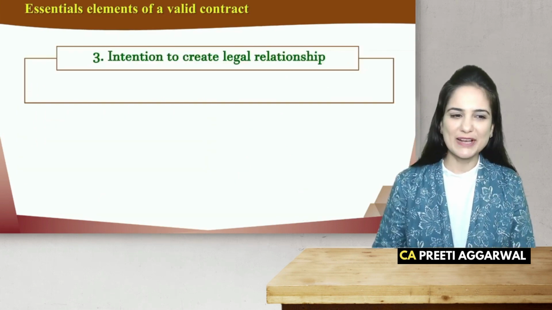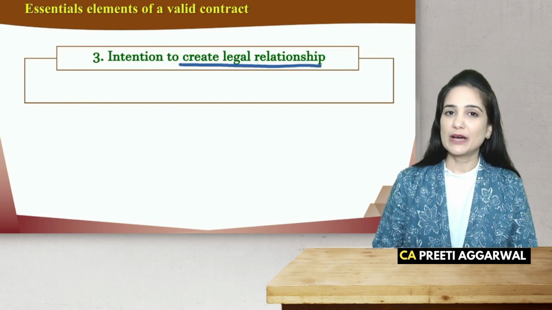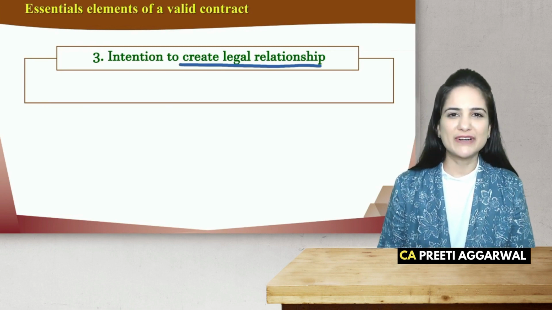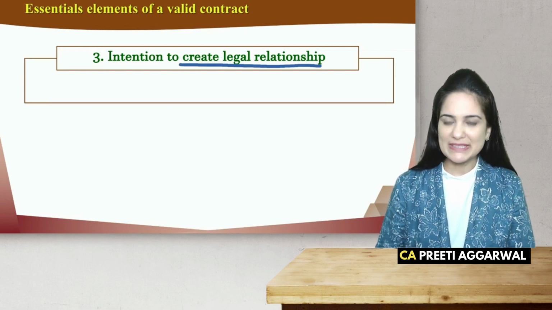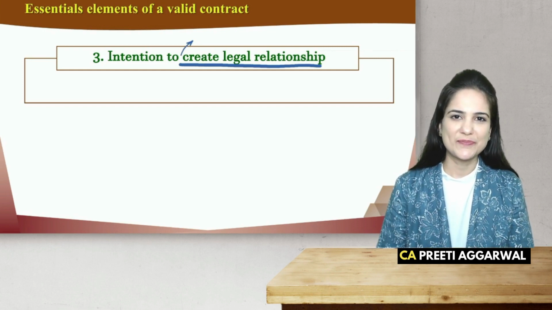The third essential element is that there must be intention to create legal relation. So up till now we have discussed we need two parties to form a valid contract. There must be proper offer and acceptance. The third element says there must be, tell me what is the meaning of this? Intention to create legal relation.